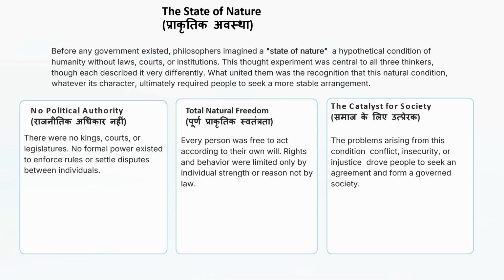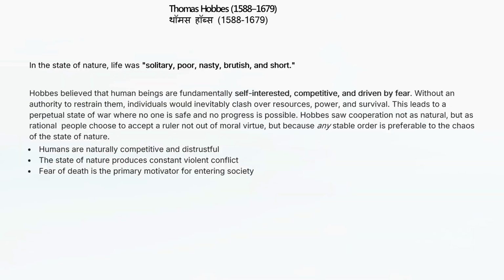If we talk about the social contract thinkers, there is a common thing about the state of nature. The state of nature refers to the condition in which humans lived before the formation of government or political institutions. In this situation, there were no laws, courts, or authorities to regulate behavior, and people were free to act according to their own wishes. But this freedom often led to conflict and insecurity.